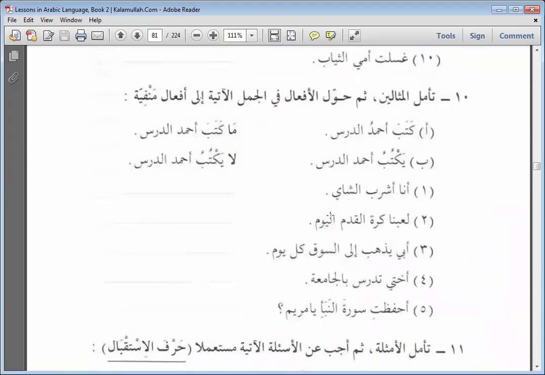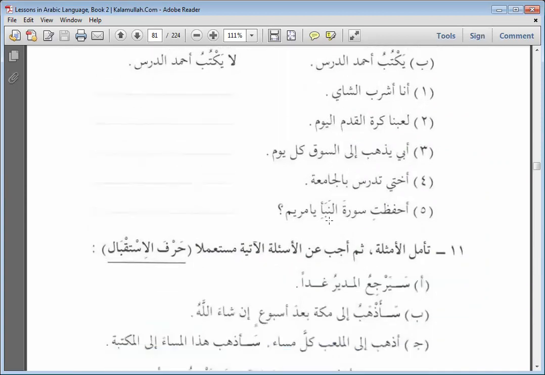So it's straightforward. Past tense, you use ma. Present tense, we use la. Remember, past tense in Arabic is called what? Madi. So it's easy to remember. We use ma for the madi. Okay? And we use la for the mudari', if you want to negate it, all right?